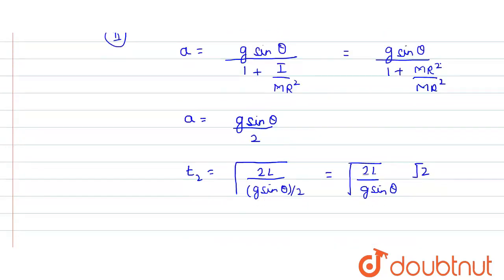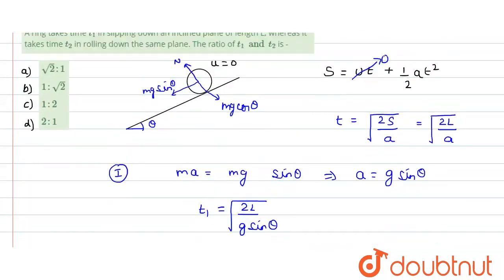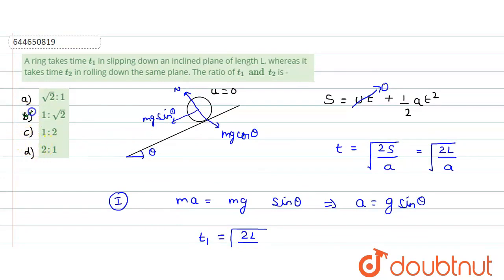So we can say that t2 is equal to t1 into square root 2, and we need to find the value of t1 by t2. So t1 by t2 would turn out to be 1 divided by square root of 2. So our answer is 1 by square root 2. Which option is the correct option? 1 by square root 2. Our correct option would be option B. Hope you understood the solution.